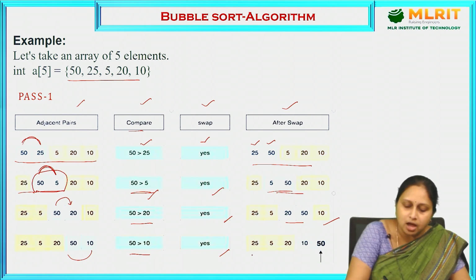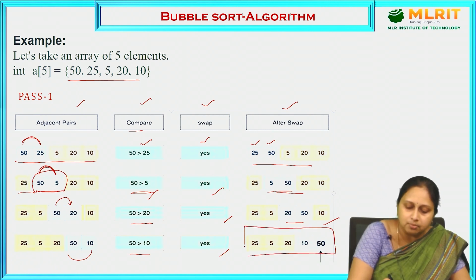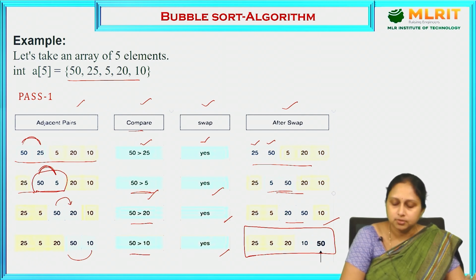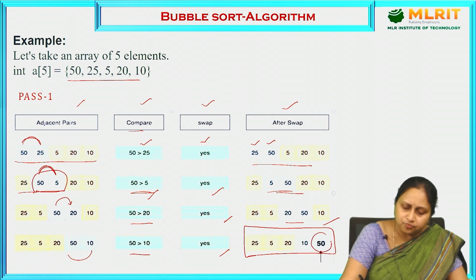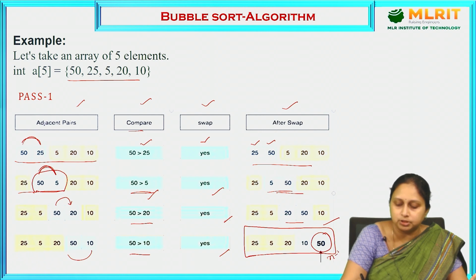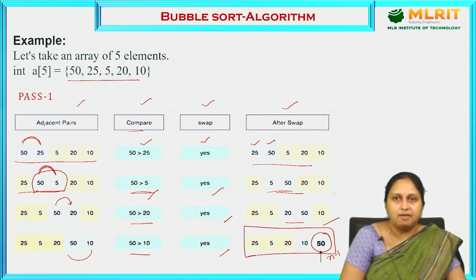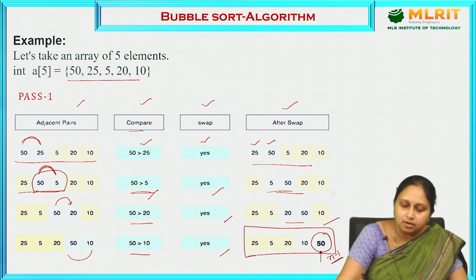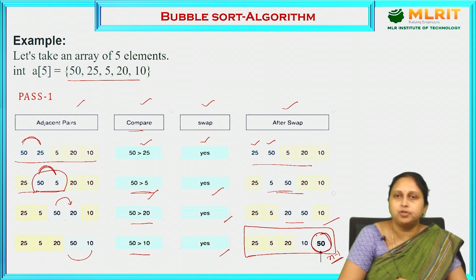Now, if you observe after swapping, this is the list of elements you got after the first pass. A pass is nothing but one complete iteration. Now, you can observe that 50 is the largest element, and it reaches the n-1 position. If I have n elements, I have done comparisons with the adjacent elements and moved the largest element to the n-1 position. After the element reaches the last position, we bubble it. That is nothing but bubble sort.